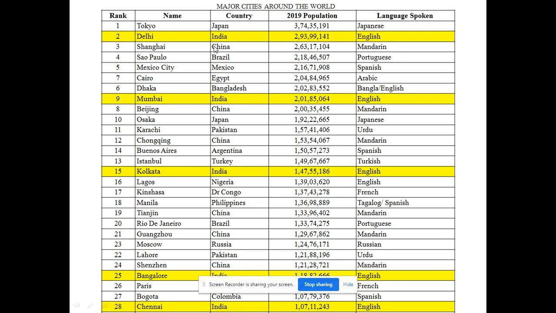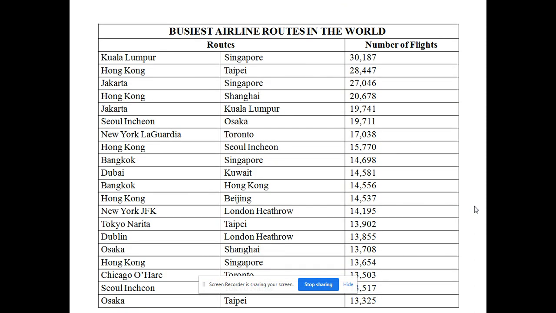So that's why you can see we have all the metropolitan cities of India in the major city index, because more population is there. Why? Because we are thriving. All the metropolitan cities are commercially well-off cities. The next is the busiest airline routes in the world, again according to the 2019 index.